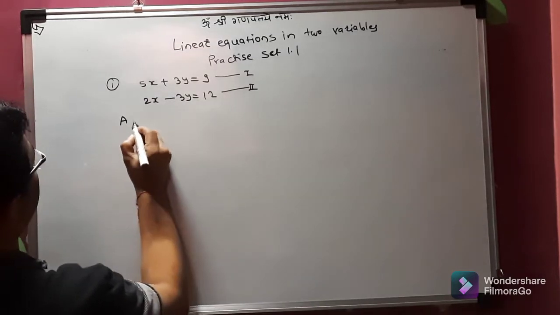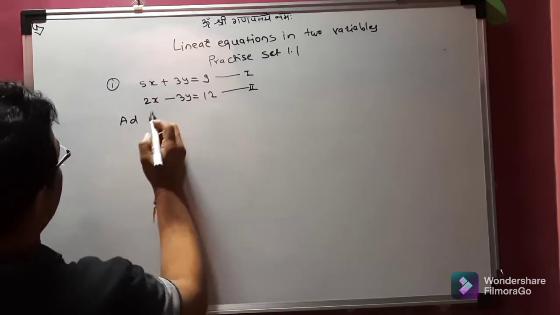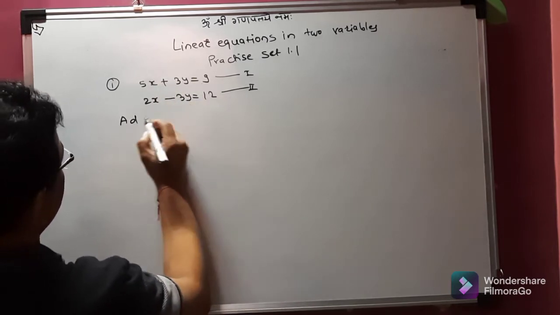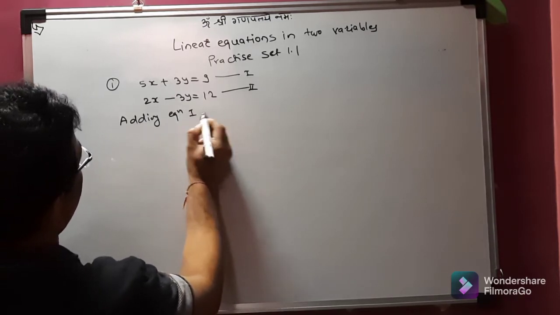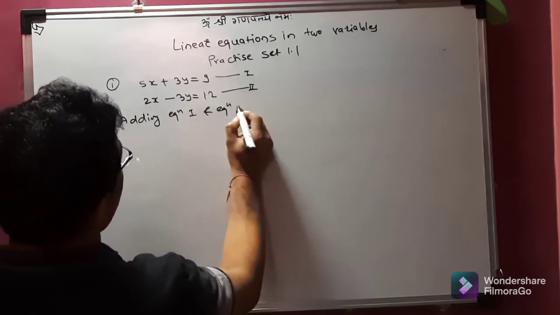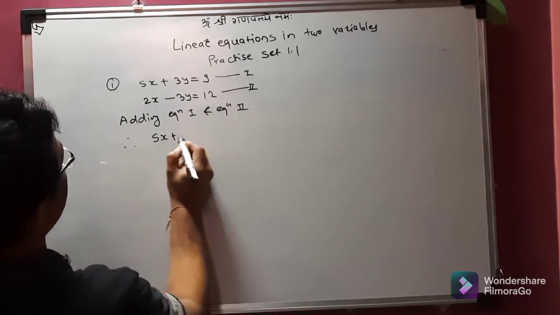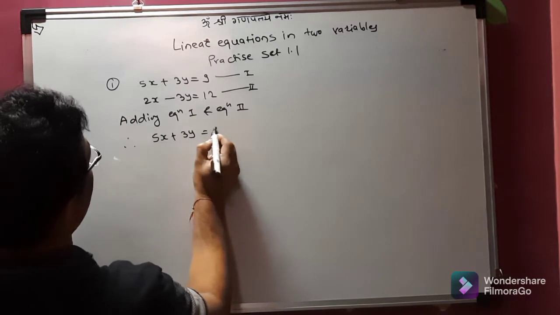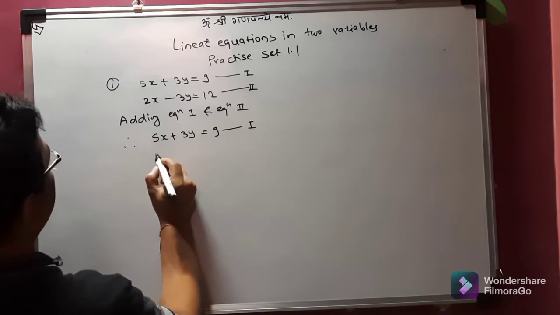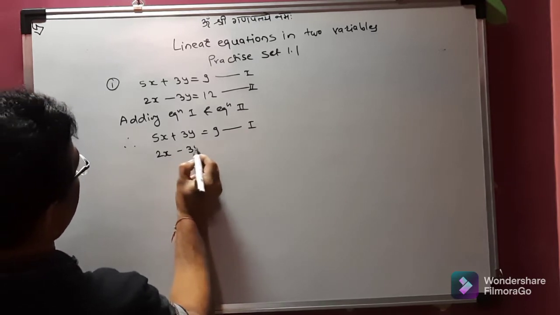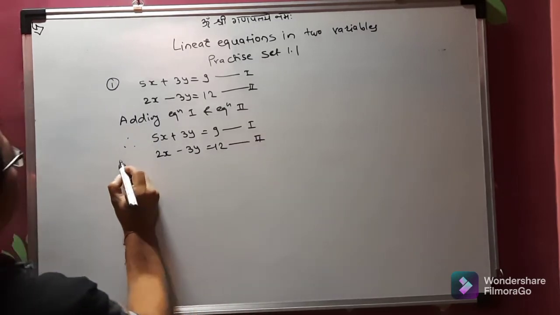So instead of subtracting we will add, because plus and minus will get cancelled. Plus 3y and minus 3y get cancelled. So we have to add equation 1 and equation 2. Equation number 1 is 5x plus 3y is equal to 9. The second equation is 2x minus 3y is equal to 12. Now you have to do addition.